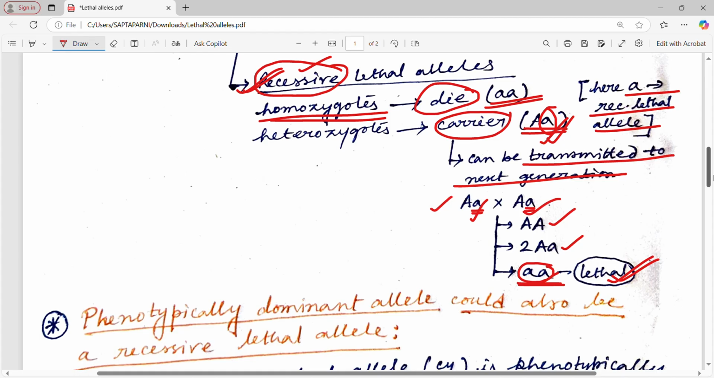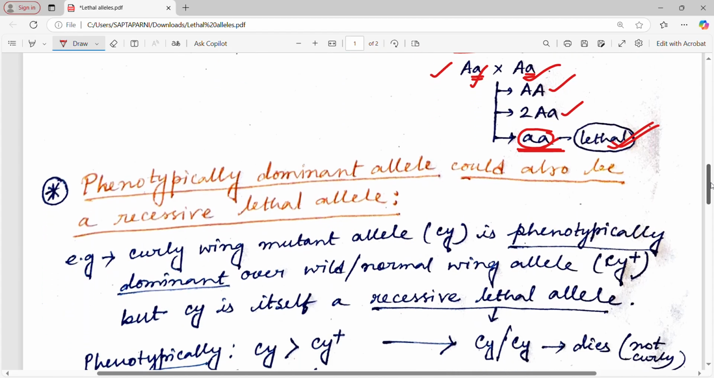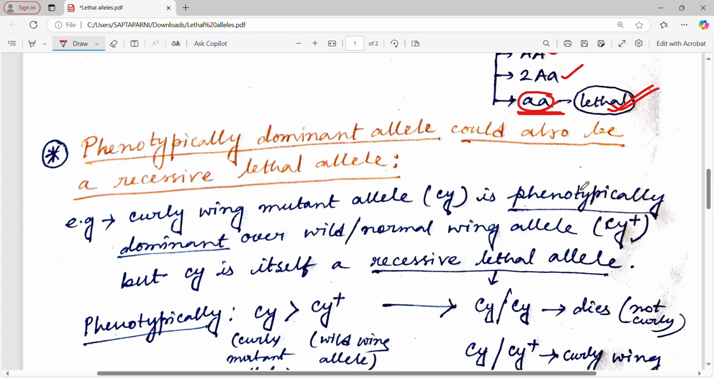Now, another important concept regarding lethal alleles is that you must not think that a phenotypically dominant allele will always be a dominant lethal allele, or that a phenotypically recessive allele will always be a recessive lethal allele. The thing can be changed too. What does it say? It says the allele which is phenotypically dominant can also be a recessive lethal allele.